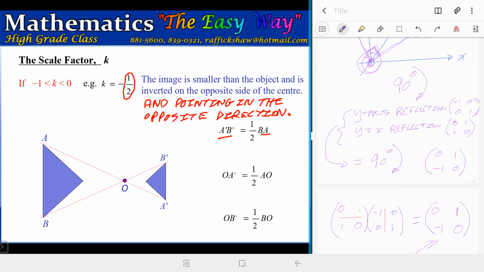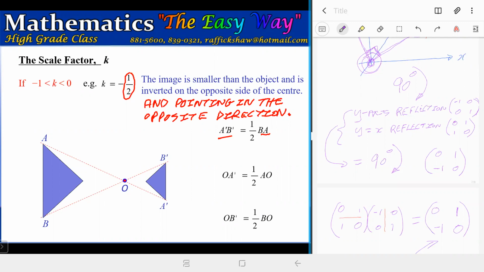If the scale factor is negative, then the image and the object will be pointing in opposite directions. So the A pointing up, the A prime will be pointing down. The B pointing to the right, the B prime will be pointing to the left. They'll be pointing in the opposite direction, and they will also be on the opposite sides of the center. So the image is on the left, the object is on the right. That is when the scale factor is negative.